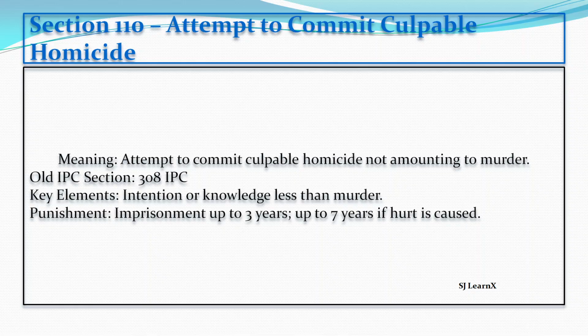Now we will look at section 110, attempt to commit culpable homicide. This section applies where intention or knowledge exists but the act does not amount to murder. Example: on grave and sudden provocation, an act likely to cause death is committed but death does not occur. In this case, punishment may extend up to 3 years, or up to 7 years if hurt is caused.